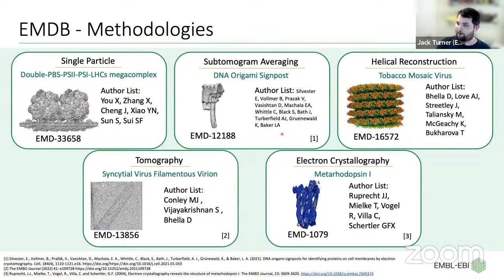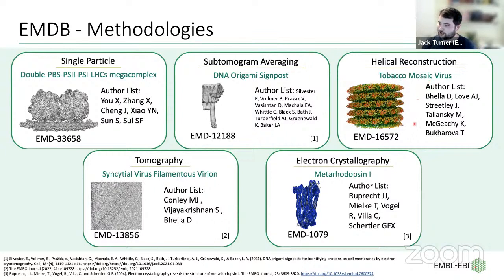In terms of subtomogram averaging, we have this DNA origami signpost. I think this DNA origami work in general is quite fascinating, but this application of making it a signpost for volume EM techniques to be able to signpost your proteins is something very interesting, and that's something I'm watching quite closely at the minute. On the side of helical reconstruction, we have this tobacco mosaic virus.